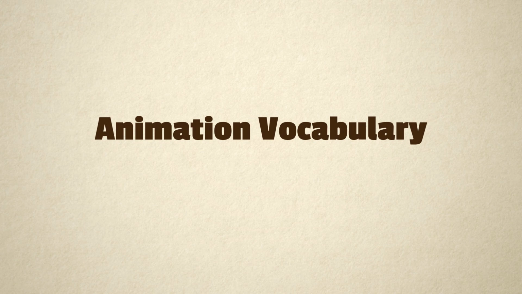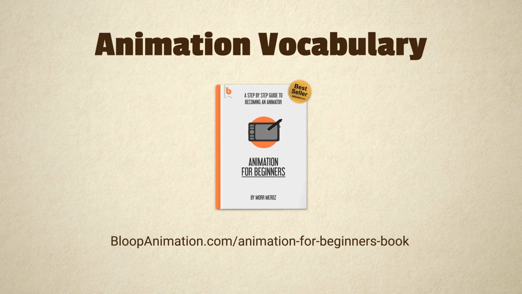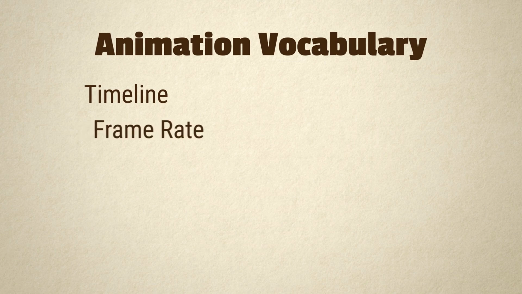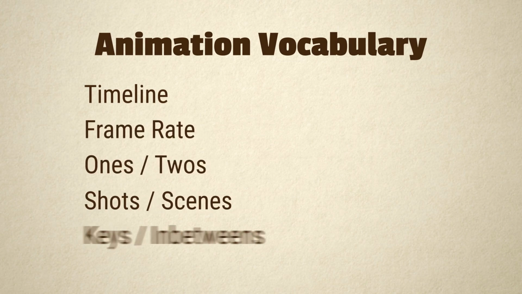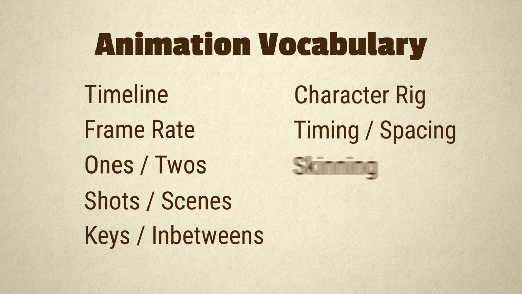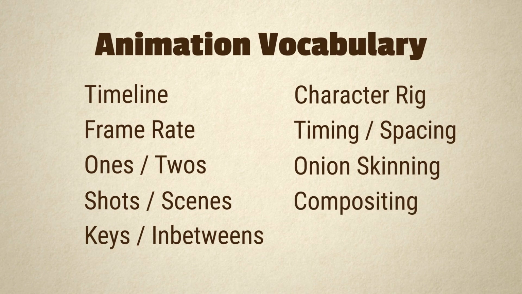There are a lot of specialized terms in animation and animated filmmaking, and I just won't be able to go over all of them in one video. For a broader glossary of animation terms, check out the Bloop Animation book and course, Animation for Beginners. What I will be going over in this video are the important terms that will come up over the rest of this course. I'll be explaining some of these terms in depth later, but I want you to have a basic familiarity now so that you're better able to follow along.